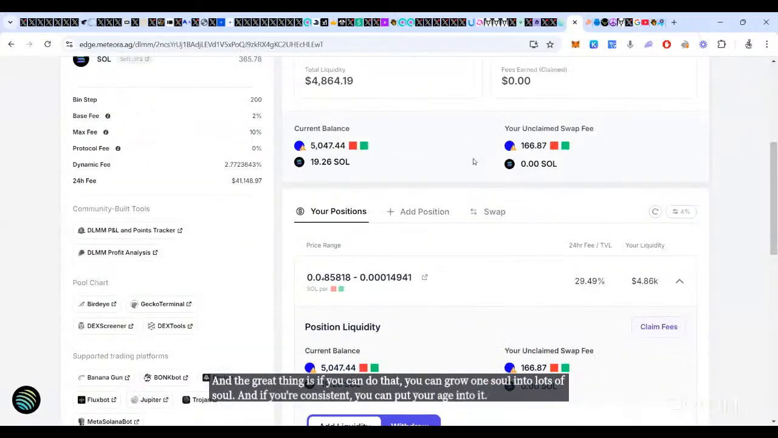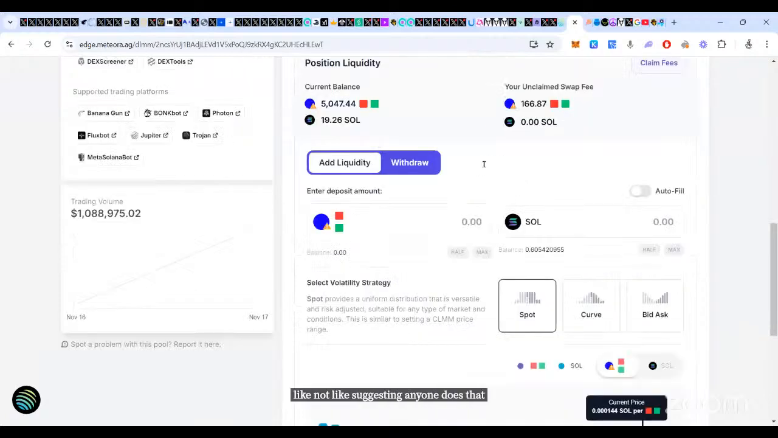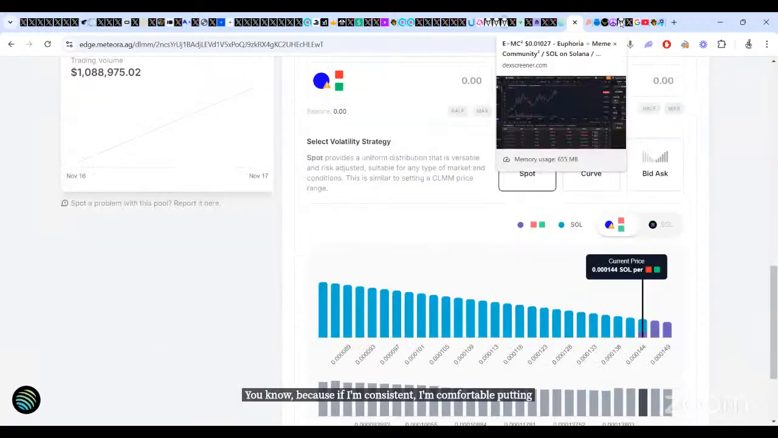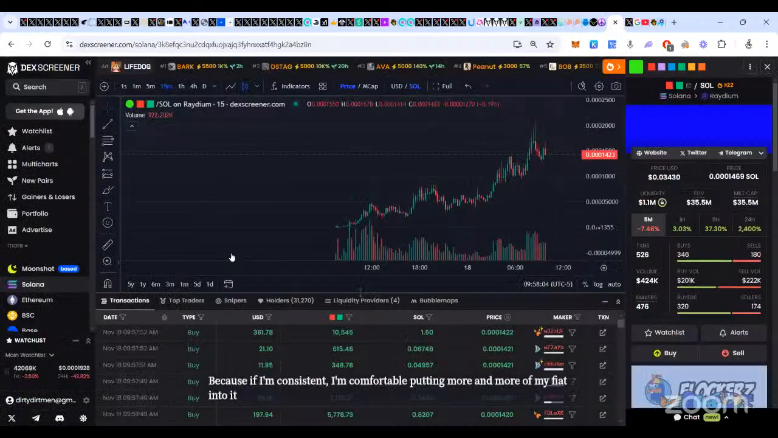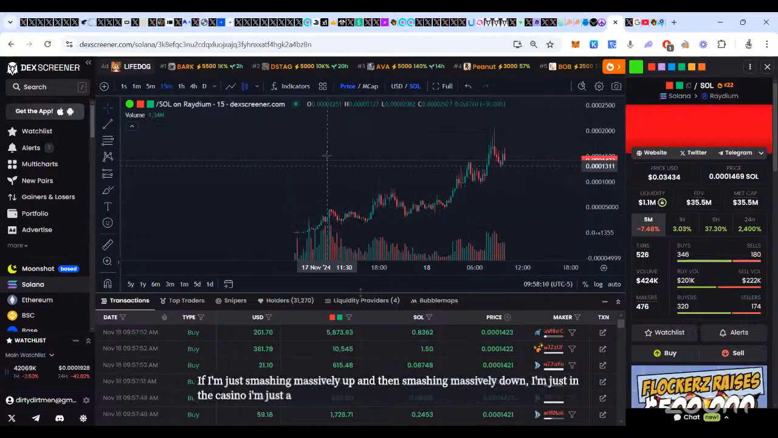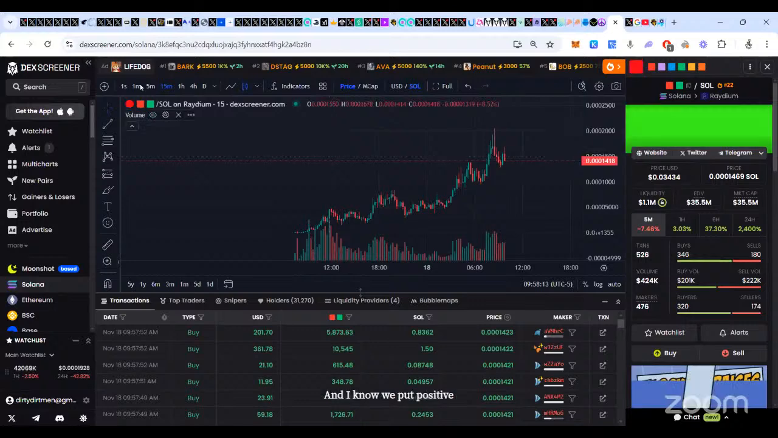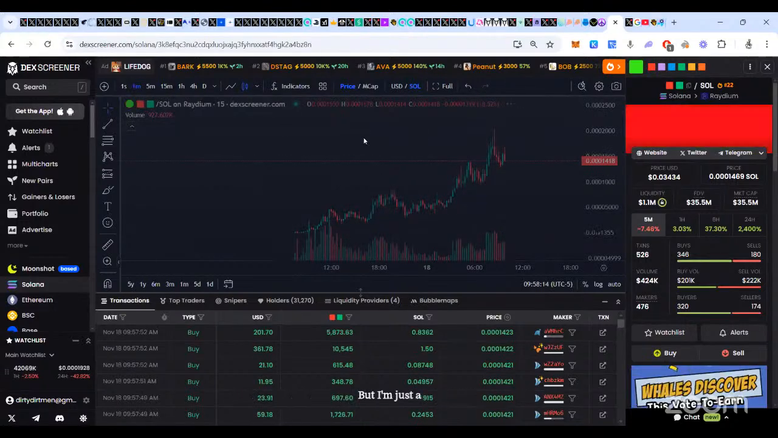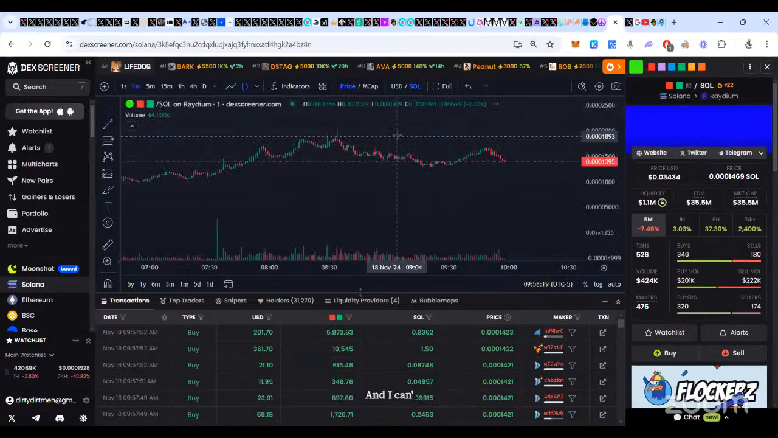And if you're consistent, you can put your wage into it. Not suggesting anyone does that, but I can, because if I'm consistent, I'm comfortable putting more and more of my fiat into it because I've got a track record. If I'm just smashing massively up and then smashing massively down, I'm just in the casino. I know we put positive connotations behind the word degen, but I'm just a gambler and I can't put my life savings behind just being a gambler.